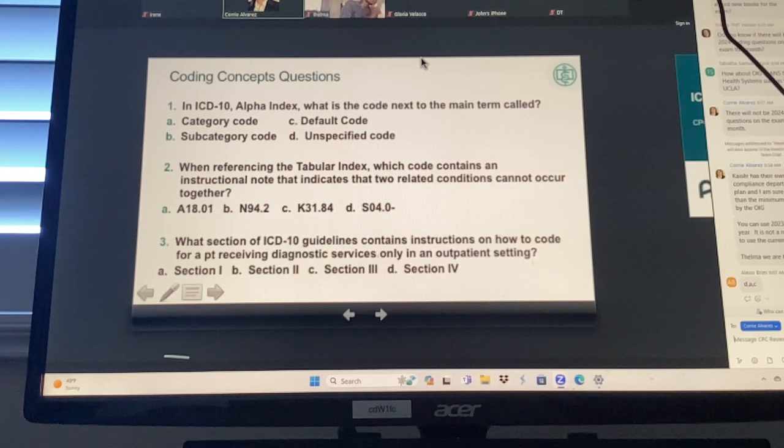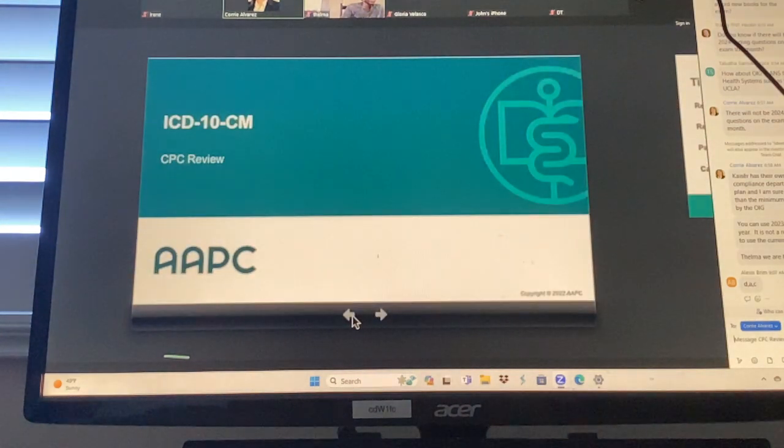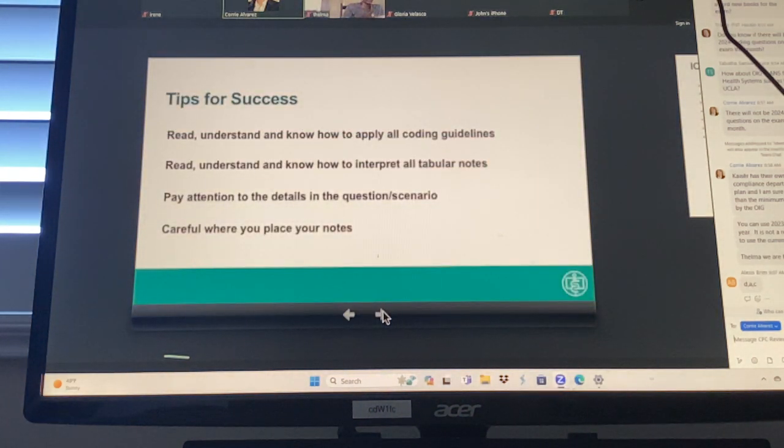And they will give you guideline numbers in questions. And when they give you the guideline number in a question, you should be able to turn to that quickly. So practice that. All right. So here is the ICD-10 section. And here are some tips for success in this section.